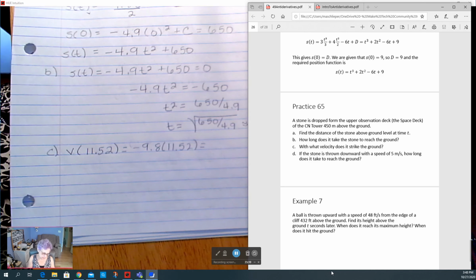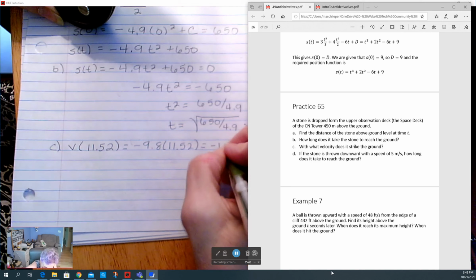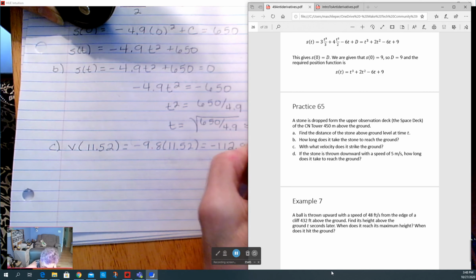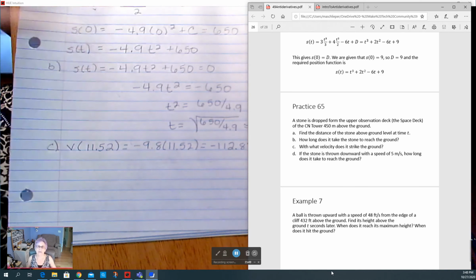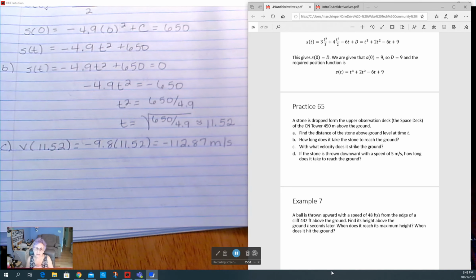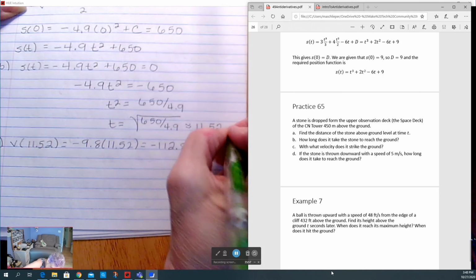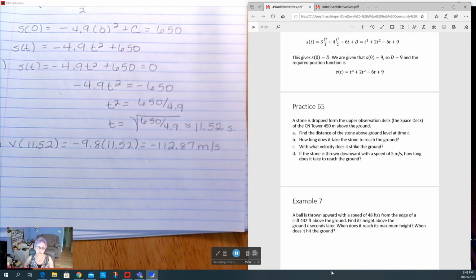So times negative 9.8 gives me minus 112.87 meters per second. Don't forget your units, because velocity is useless without units. This was seconds, because t is time. Time was measured in seconds.